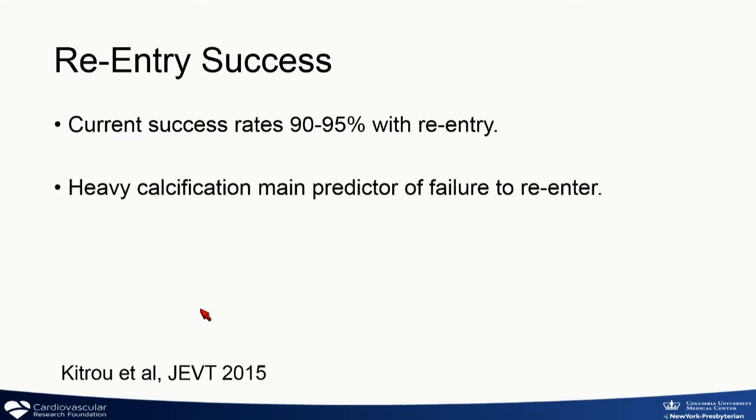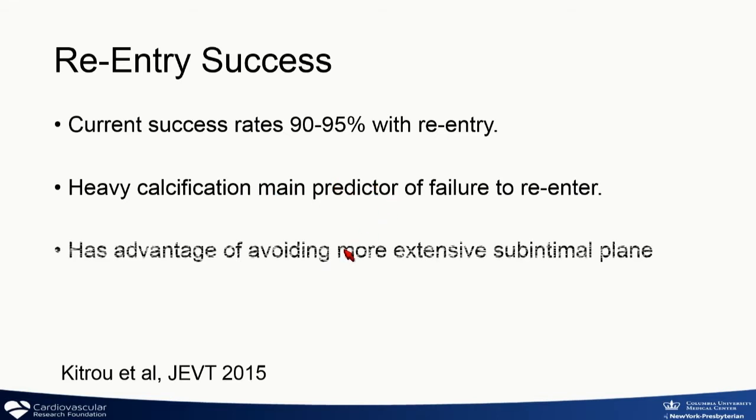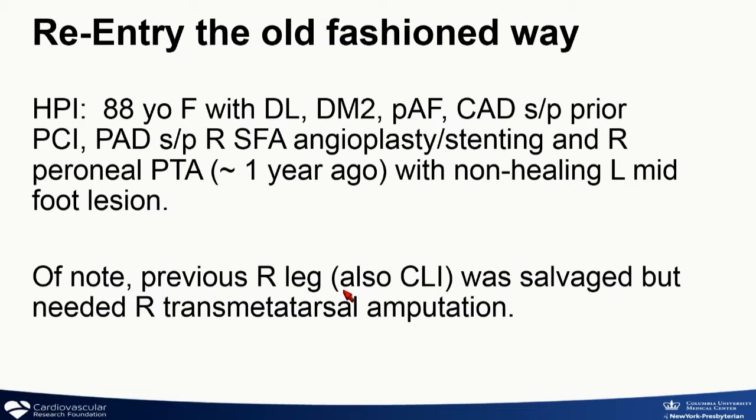And you've heard that re-entry success can be up to 90 to 95% with current devices, but the biggest predictor of failure is calcification. And I think you'll hear a lot about ways to avoid this. And certainly you want to try to avoid more subintimal dissection and preserve collaterals in any case when you use re-entry. So let's just show some examples.